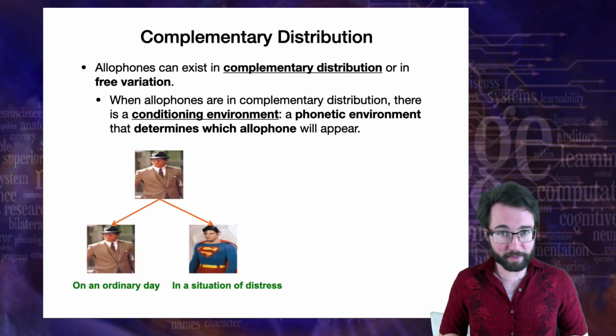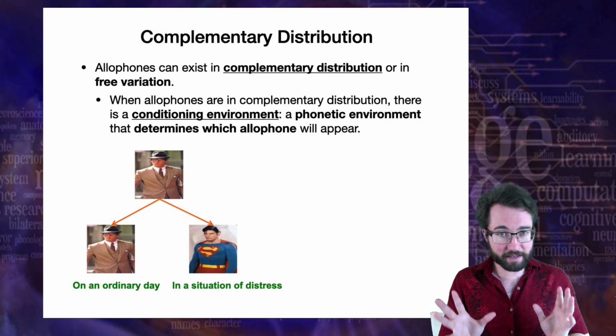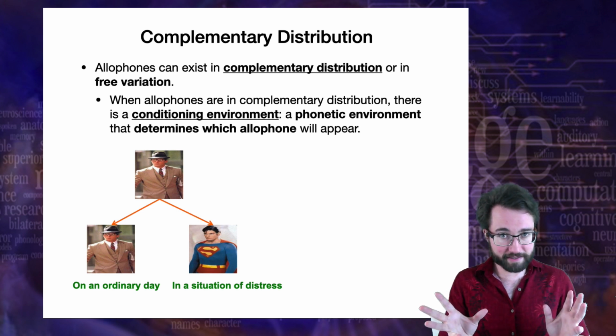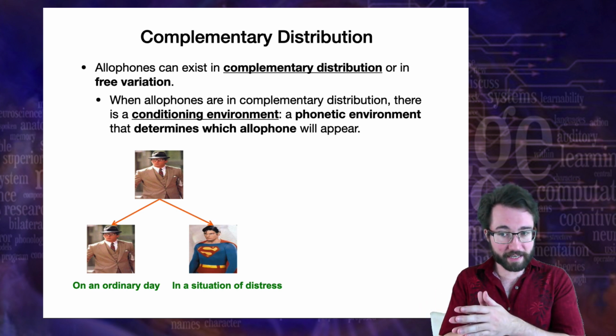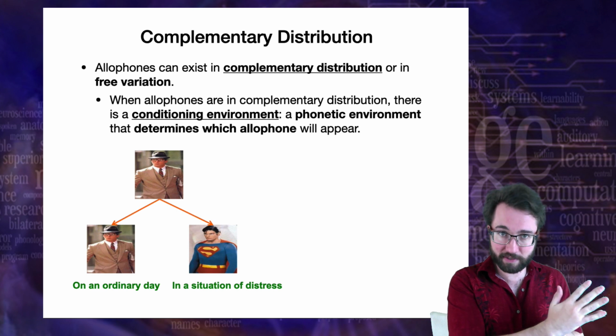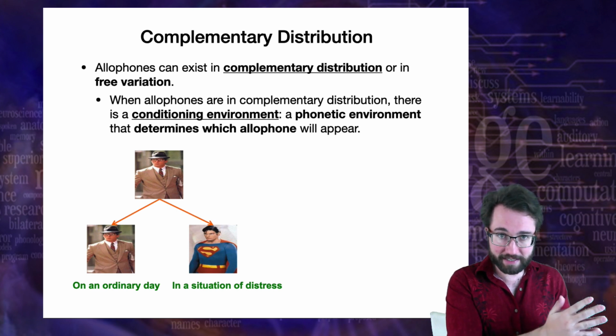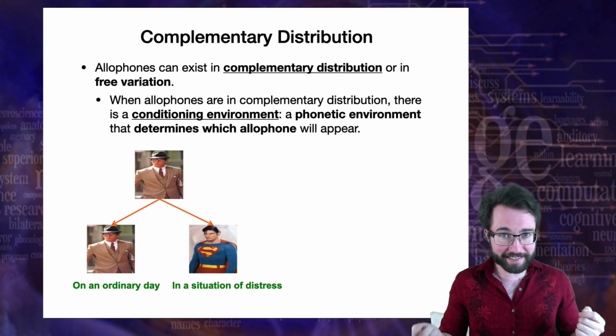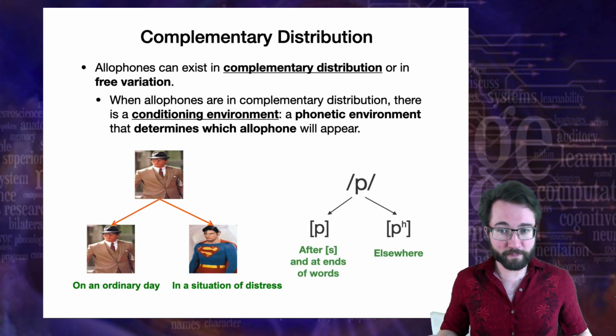Like Clark Kent and Superman. You never see them together in the same context. On an ordinary day, you see Clark Kent. In a situation of distress, you see Superman. Depending on the context, this same underlying entity will appear in different forms.